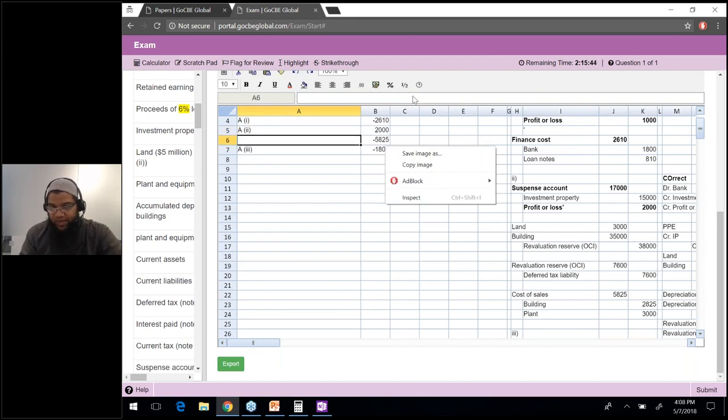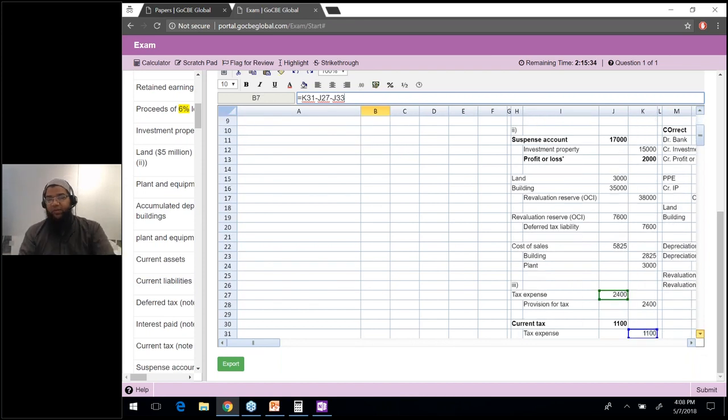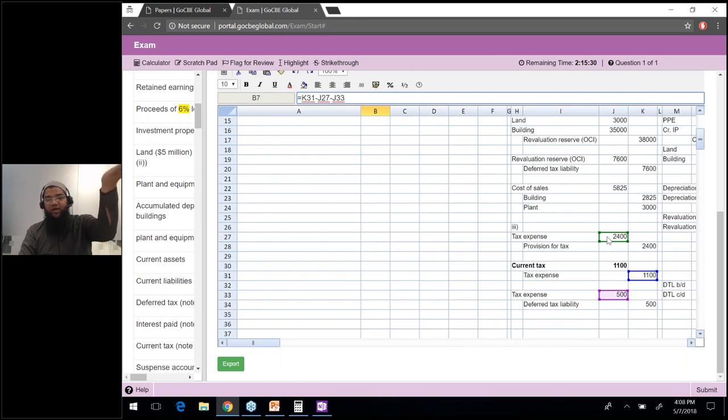I'm showing you the working again. There were three impacts. We have debited tax expense 2400, increased by 2400, decreased by 1100, increased by 500. So there is a net increase of 1800. So the net increase basically will reduce the profits. So that is why the net total becomes a negative 1800.